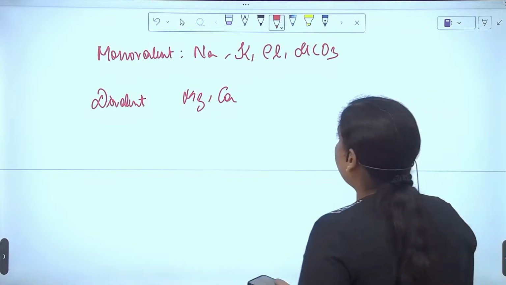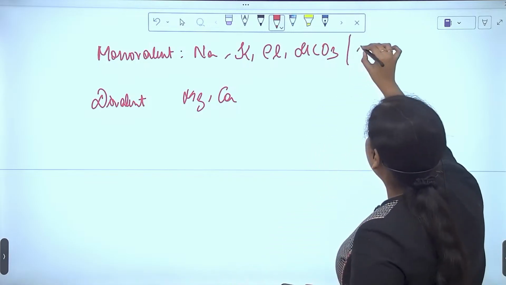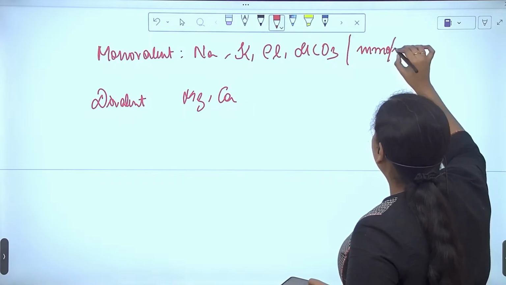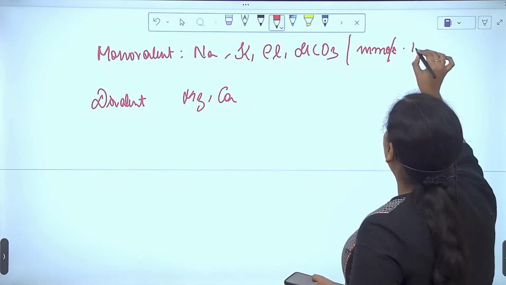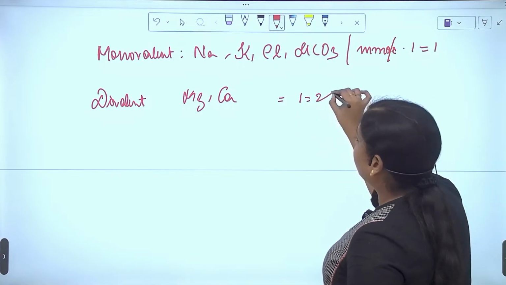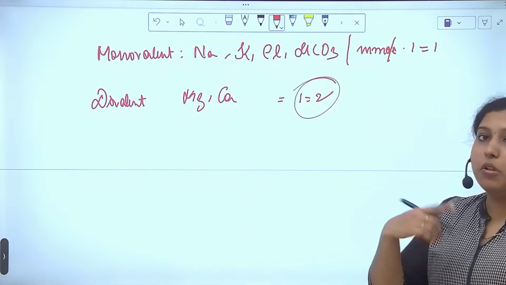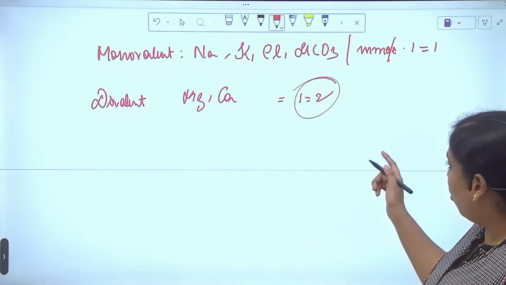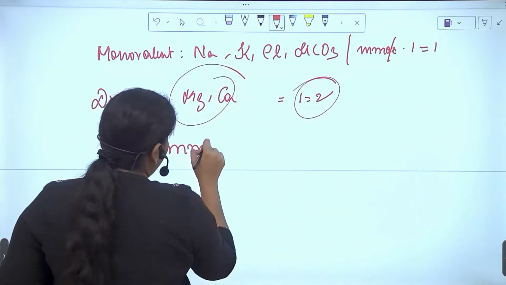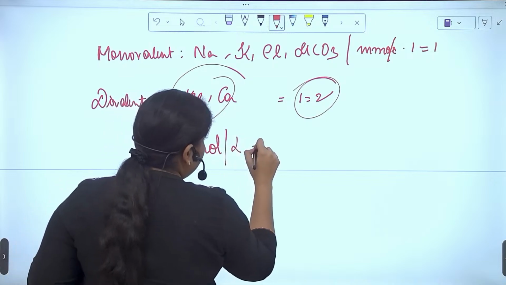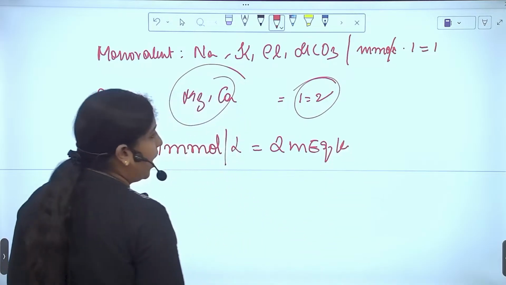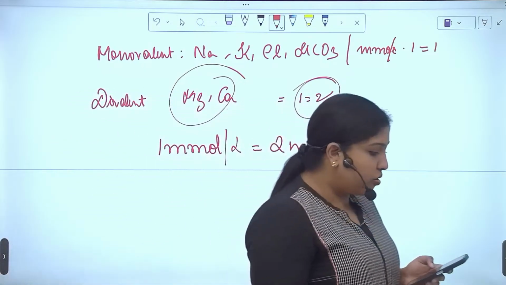So here you have to remember, when they give a millimole value, millimole per liter, for monovalent ions 1 is equal to 1 only. But for divalent ions 1 is equal to 2. You have to double the value and check. In case of a divalent ion, 1 millimole per liter is equal to 2 milliequivalent. This is additional information I'm giving to you people. You have to remember this.